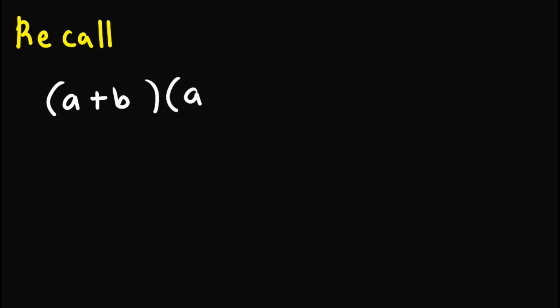Hi there. For this video, we'll be talking about the difference of two squares. To do this, let us first recall that from a previous video, we know that (a + b)(a - b) will give us a squared minus b squared. And this is from the idea of sum and difference of two squares.